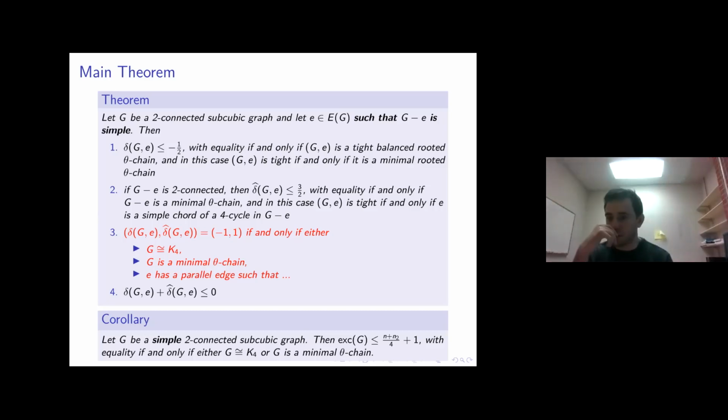What is interesting about this result is Dvorak, Kral, and Mohar in the 2016 paper gave an infinite family for which this bound, their proposed conjecture bound, is tight. And this is the exact same family, which we later found out, which is always neat when that happens.